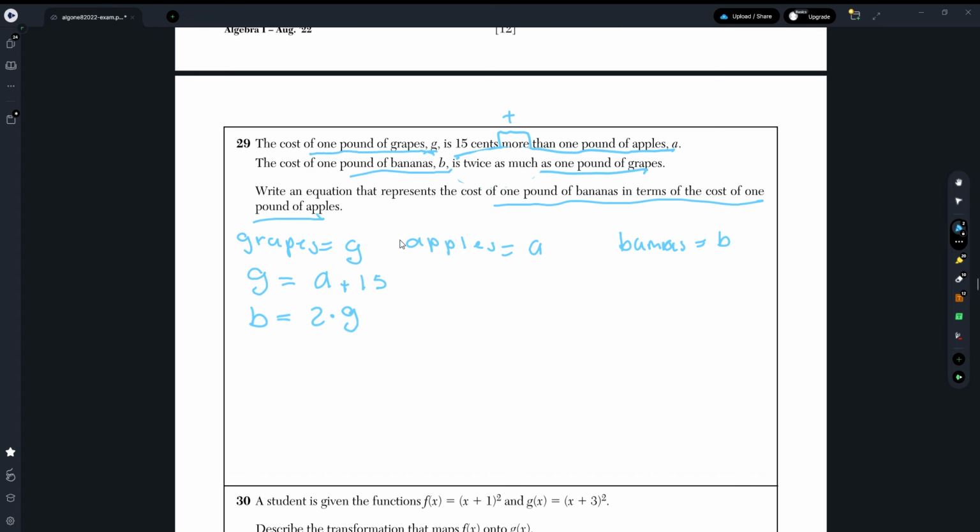So I know what G is, and I want to put everything in terms of A, right? And I already have an equation that gives us this in terms of A. So all I'm going to have to do is just plug in what I just said G is equal to, right? So here I have my bananas, and that's going to equal 2 times G. And right here, I just said G is equal to A plus 15 cents, or like 0.15, right? Or I'm going to keep it as 1.5.